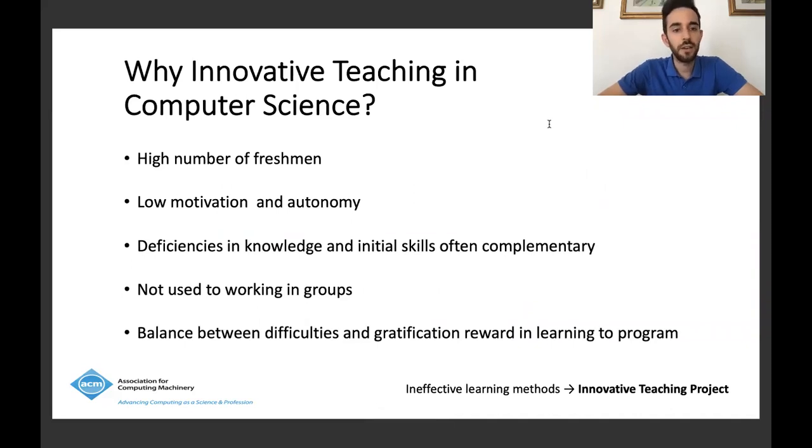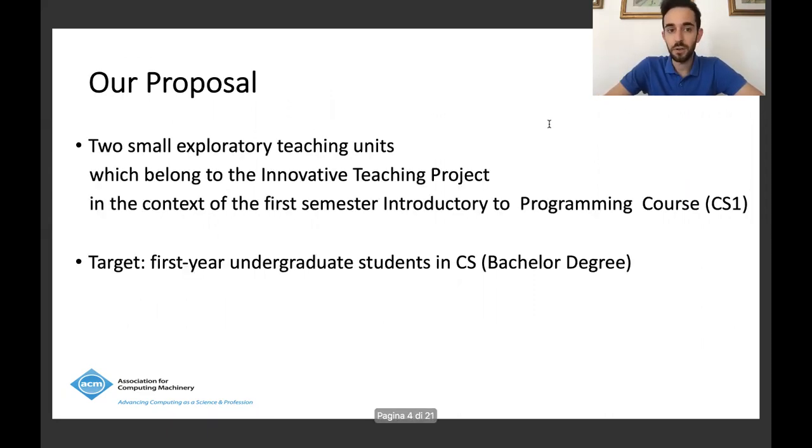Why innovative teaching in computer science? Each year we have a high number of freshmen, but these numbers are mainly motivated by the job opportunities offered by our degree. In contrast, we have a lot of students with low motivation and autonomy, who are not used to working in groups. In addition, there is another problem related to the balance between difficulties and gratification reward in learning to program. To face all these problems, our university has intervened with an innovative teaching project.